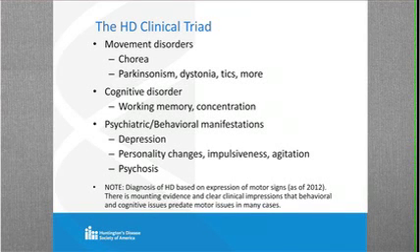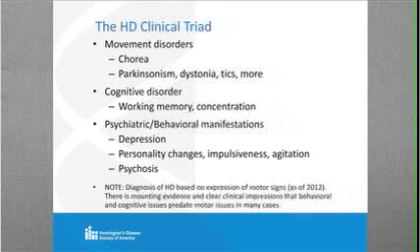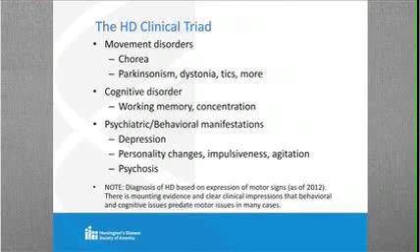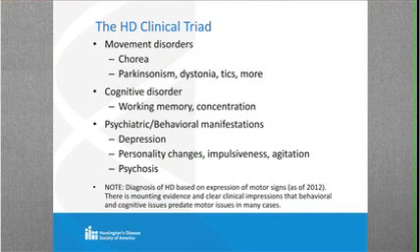It's also not just a movement disorder, which is true for many other movement disorders. It's a cognitive disorder. And often people's working memory or concentration and other aspects are involved. It's also a psychiatric and behavioral disorder. Depression is very common, up to 50% of people with Huntington's disease. Personality changes, impulsiveness, agitation, these are all quite common in people with Huntington's disease.